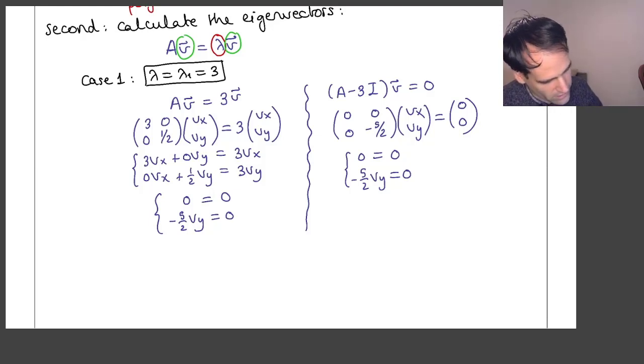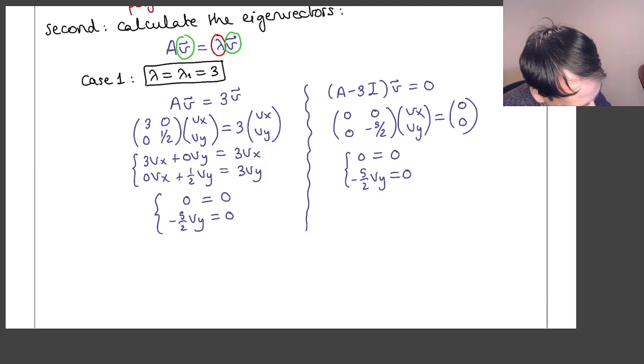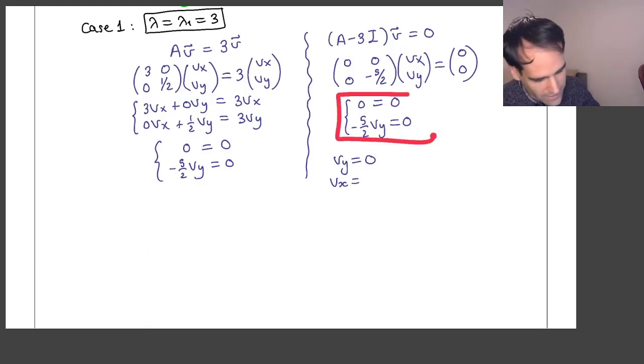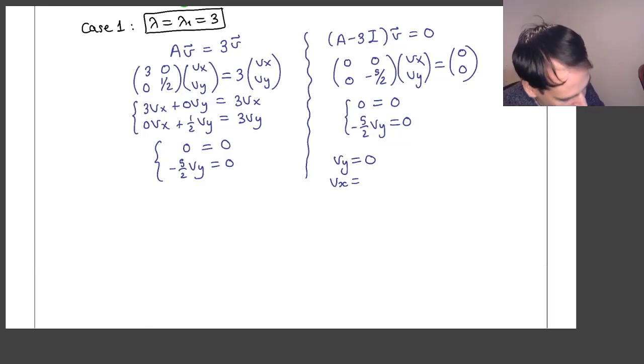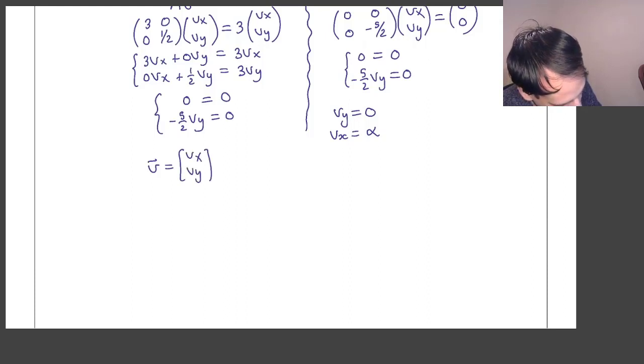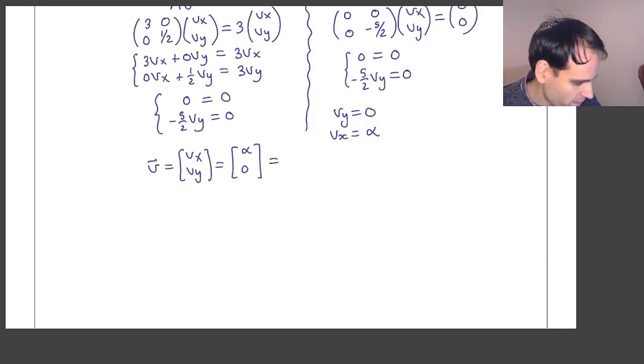So what is the solution to this system? It's obvious. Vy must be equal to 0 from the second equation. And what about Vx? Any value of Vx is allowed, and these two equations will be true anyway. So Vx is a free parameter. So Vx is equal to alpha. That's our solution. The solution is that V equals these two unknowns, which we now solved, and they are equal to alpha, 0, which you can write as alpha times the vector 1, 0.